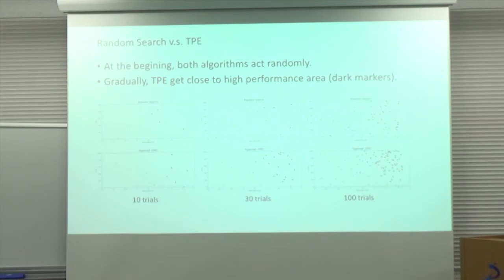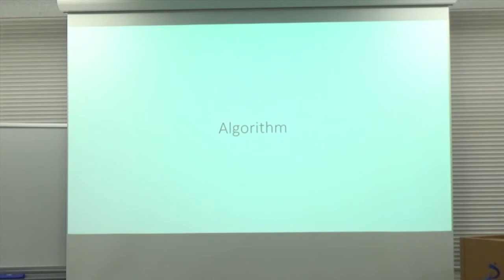So from this, I think we can conclude that at the beginning, they just act randomly, but gradually TPE gets close to the high performance area. For example, after 30 trials, we can see a small tendency of hyperopt getting to the good performance area. And after 100 trials, the difference is obvious. And that's about the hyperopt introduction. And next, let me describe the algorithm of hyperopt.